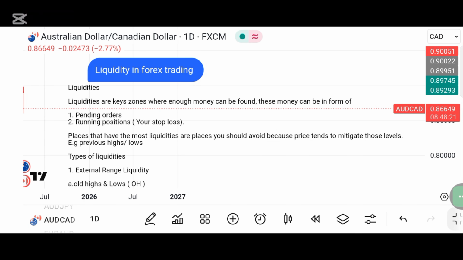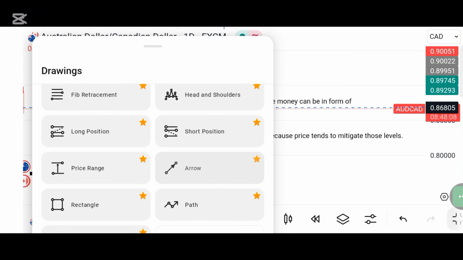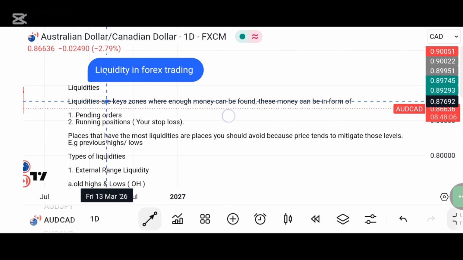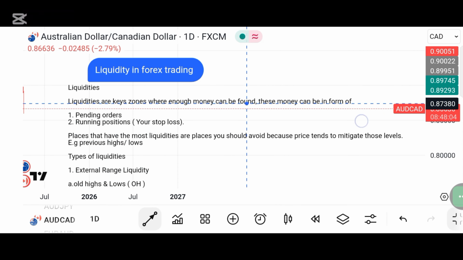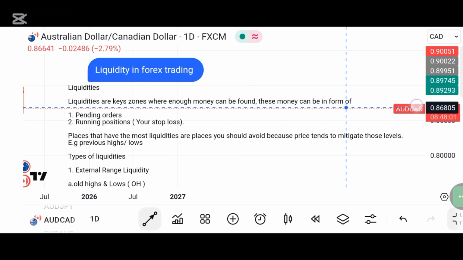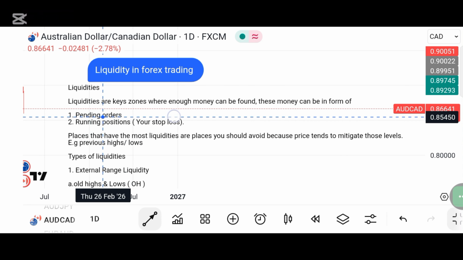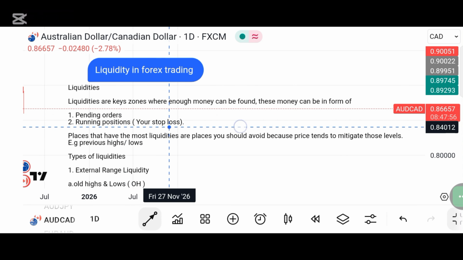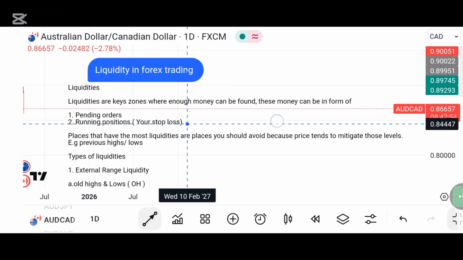So here in part one of this video, we'll be talking about introduction to liquidity. From what I wrote here, we say that liquidity are key zones where enough money can be found. This money can be in form of pending orders or running position. That's the stop loss.